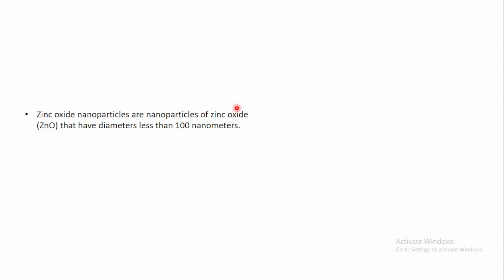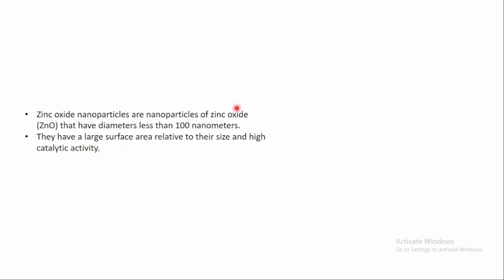Zinc oxide nanoparticles are nanoparticles of zinc oxide that have diameters less than 100 nanometers. So what is the size of these particles? Lesser than 100 nanometers. And they have a large surface area relative to the size and high catalytic activity, which is true for generally all nanoparticles.